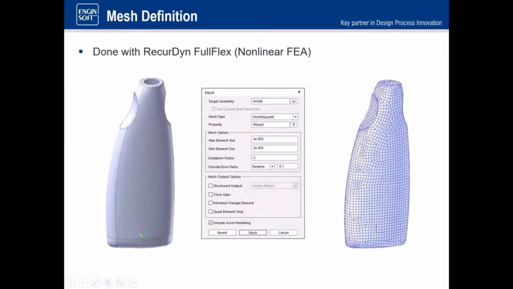Okay, then the full flex body, we can actually import the solid and mesh the bottle in RecurDyn with the internal mesher, or you could mesh it externally and import the mesh, either way. So in this case, we did a surface mesh because the structure of the bottle is a fairly thin-walled container. So we just did a surface mesh, quad dominant, and you can set various parameters and do refinements as needed.